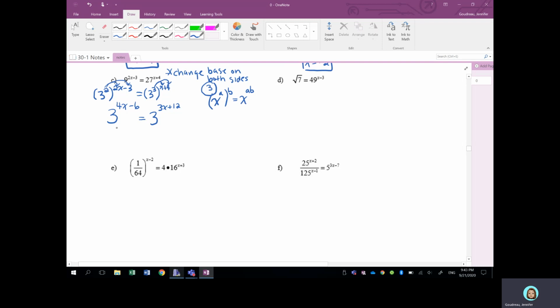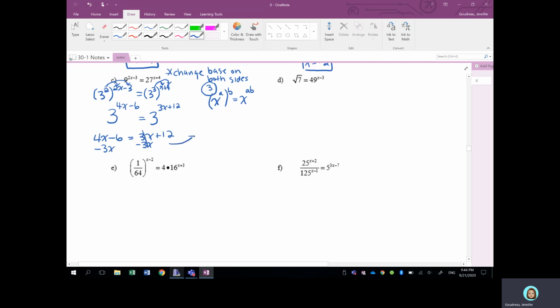All right, we have a single power on both sides, same base, simplified exponents. Step 3, equate the exponents. So 4x minus 6 equals 3x plus 12. Again, I'm going to need to get my variables together, so I'm going to subtract 3x from both sides.